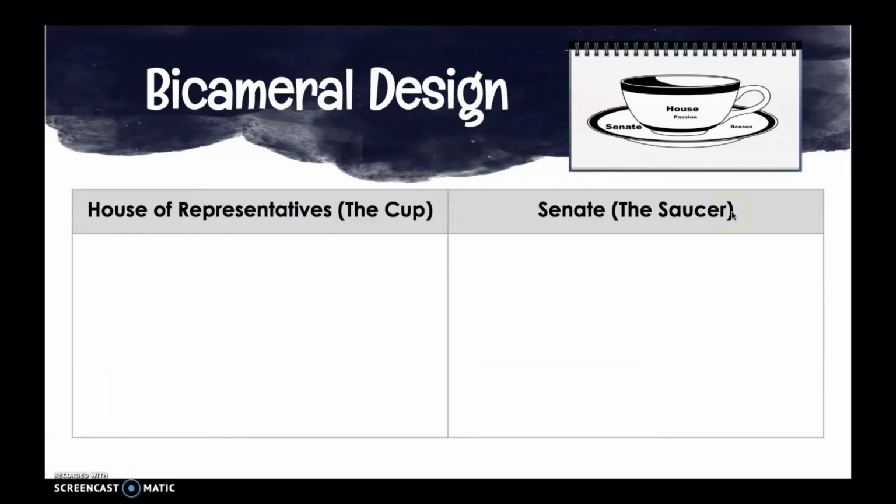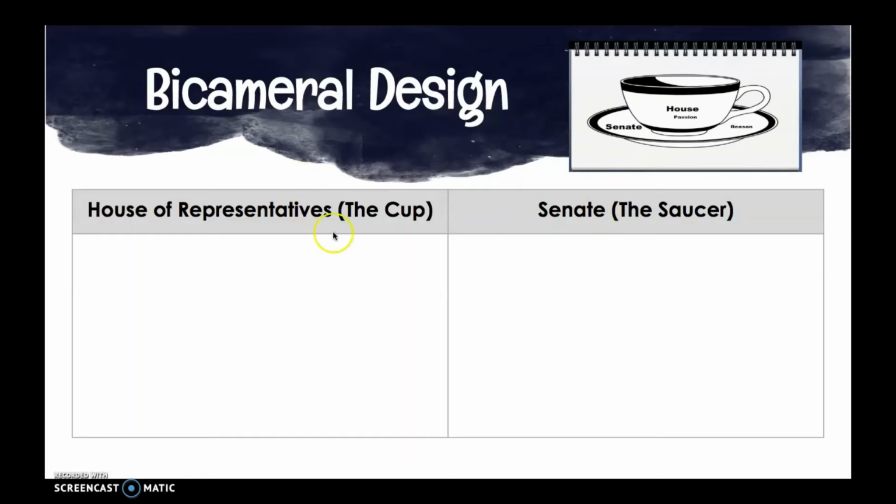Now, the bicameral design of our Congress has an interesting metaphor, and we actually have George Washington to thank for this. The House of Representatives is known as the cup, and the Senate is known as the saucer. So it's a very interesting metaphor for the way our Congress functions.